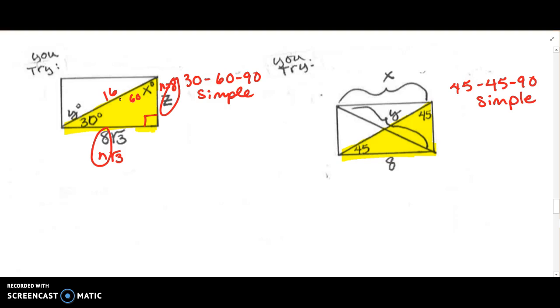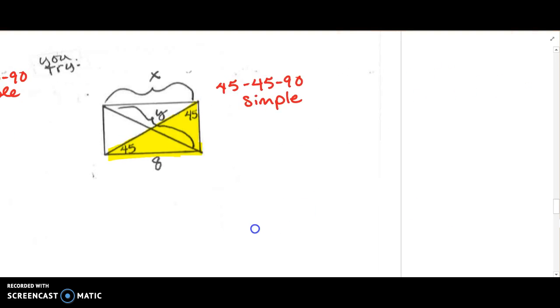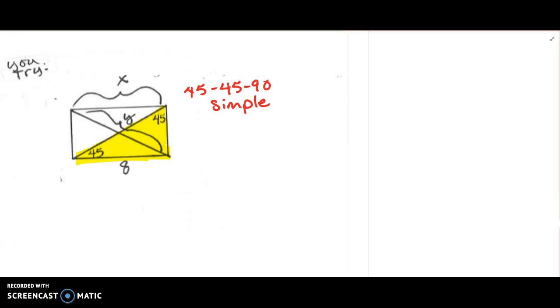And for y, we know that alternate interior angles are congruent. These are forming a Z, so x is 60 degrees. All right, let's look at the second U-try over here. This was a 45-45-90 simple, so this is supposed to be 8 on the bottom. Because that's 8 on the bottom, we automatically know that x will be 8 on the top.